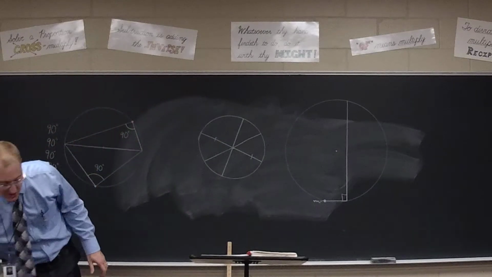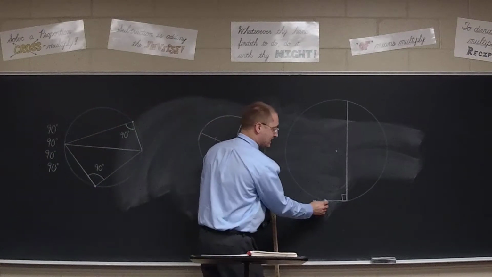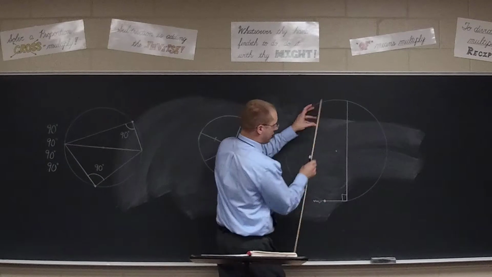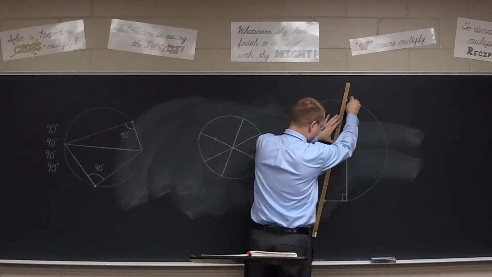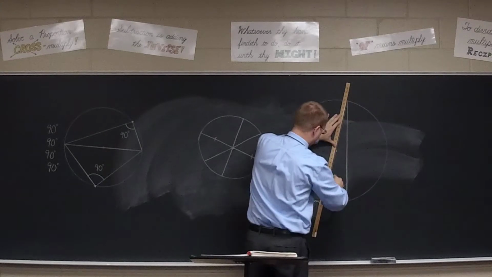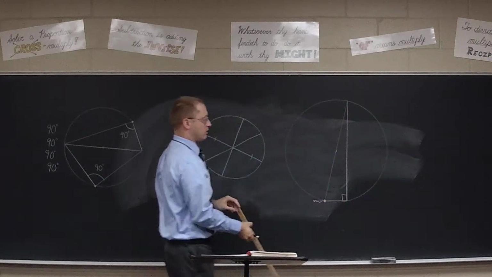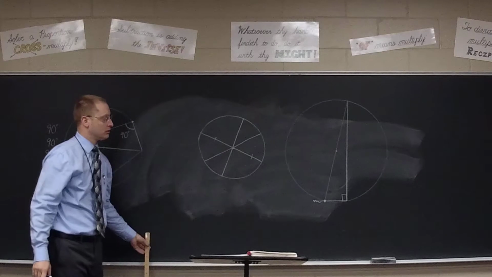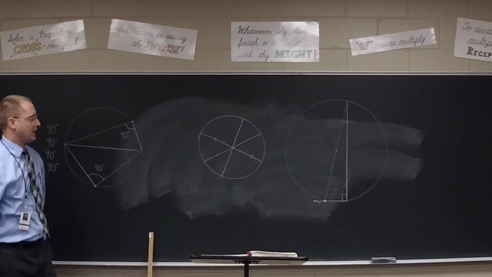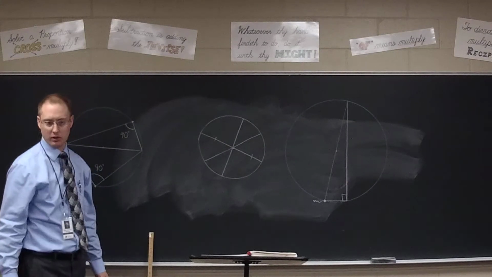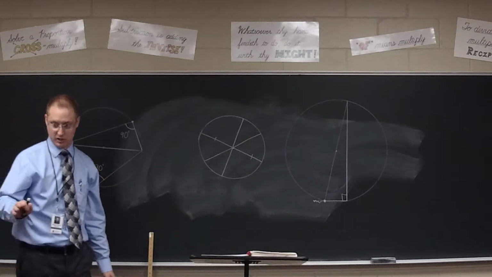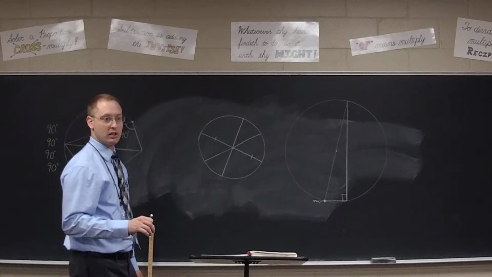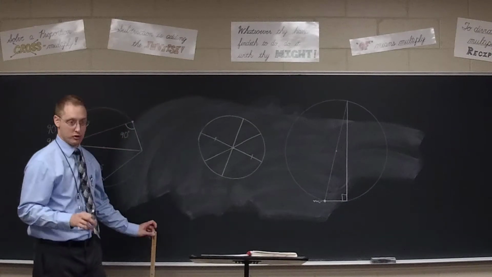The question is this: if I were to join this end of the perpendicular chord to the free end of the original chord, will this line go through the center of my circle? Will that line go through the center of my circle? Mine did. Audrey's missed just a nudge. Mine missed just a nudge. Yours missed just a nudge.